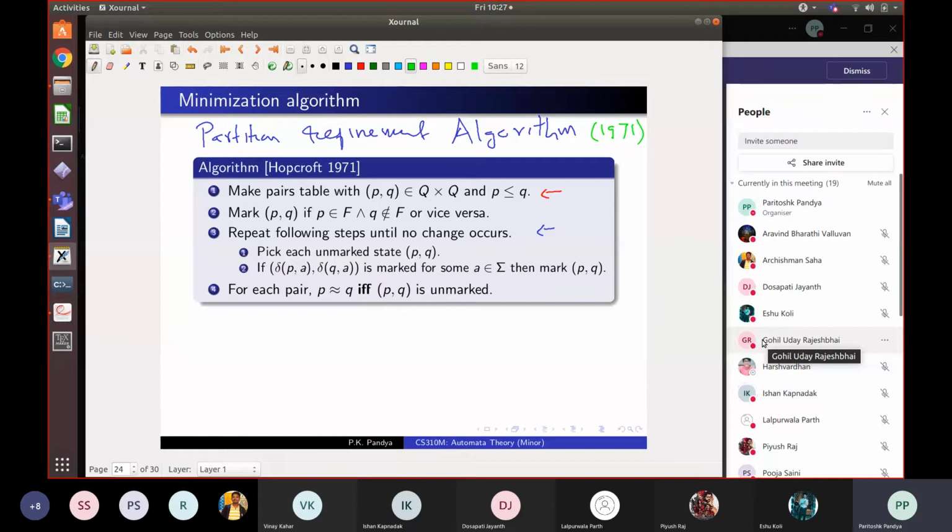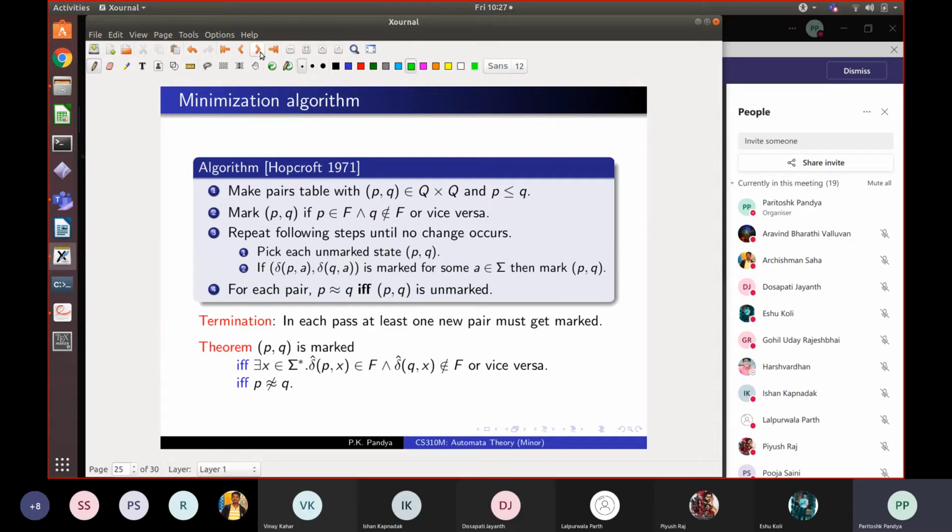And since the number of pairs is finite, in fact n choose 2, or nC2, whichever notation you are using, the algorithm will take at most so many phases. So the algorithm will terminate. We are clear about that. In each pass or each phase, at least one new pair must get marked. That is the argument that was given.